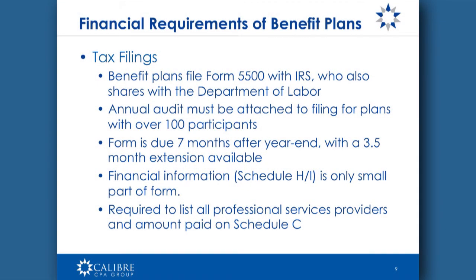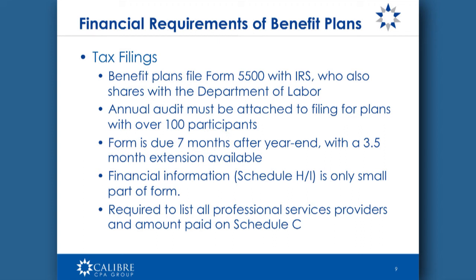What type of tax filings are benefit plans required to have? Again, this is for retirement plans primarily. So benefit plans file what's called a Form 5500, and it gets filed with the IRS, but it also is then shared with the Department of Labor. As we mentioned, the EBSA is under the Department of Labor, so even though the form is filed with the IRS, it then goes over to the Department of Labor. So both groups have access to this information.